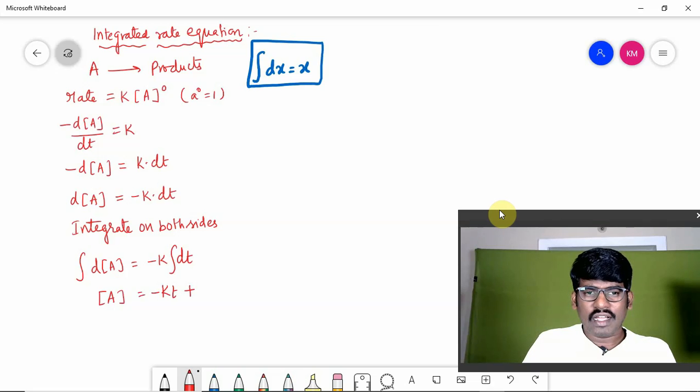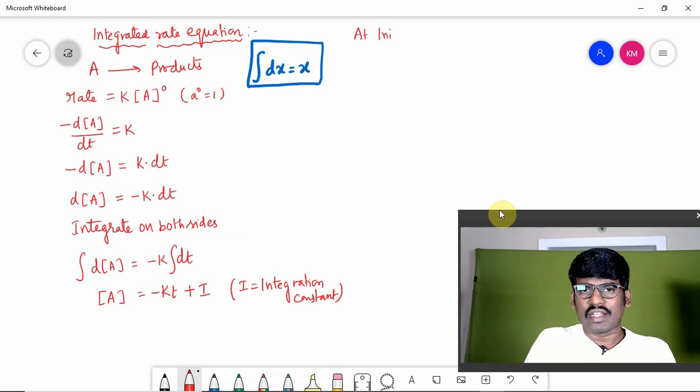Then you will get an integration constant I, where I stands for integration constant. Hope you understand that. Whenever an integration constant is there, how can you find it out? It can be found by taking the initial conditions, that is, at the starting of the reaction.